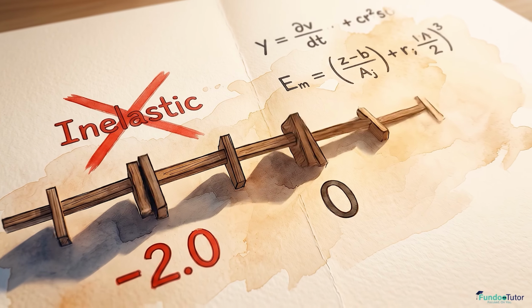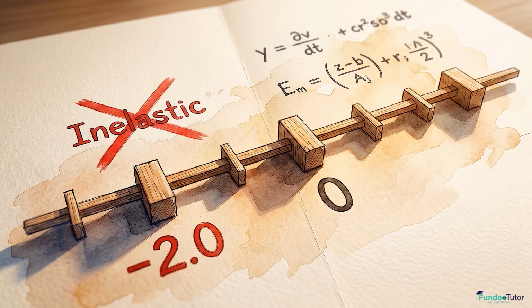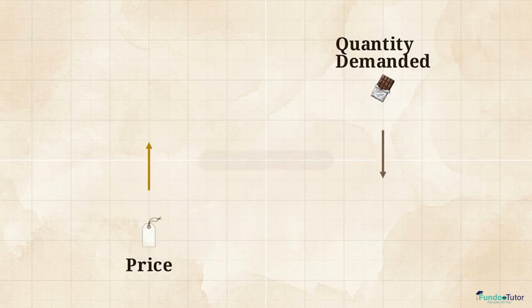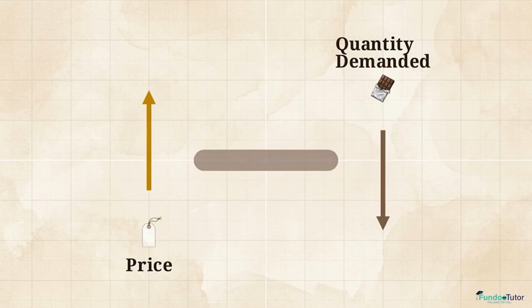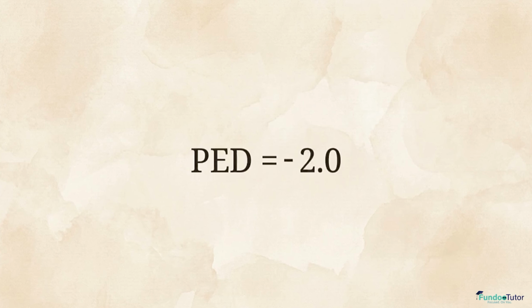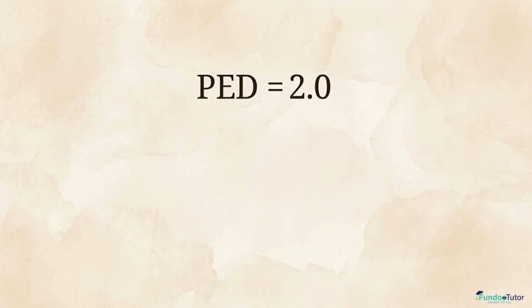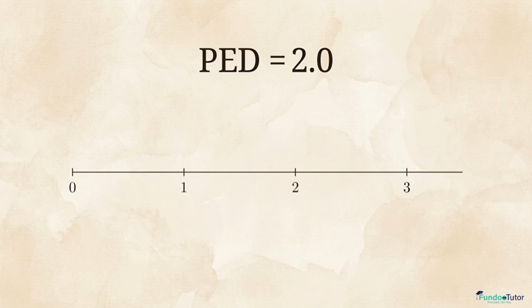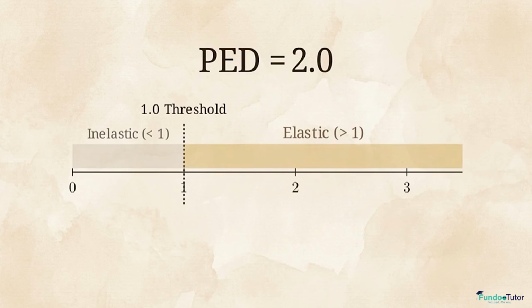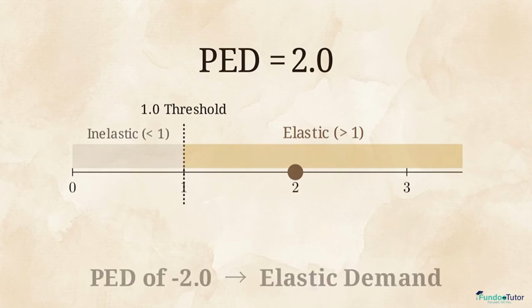Next, let's analyze a question featuring a car producer whose estimated PED is -2.0. Because -2.0 is mathematically less than 0, many students immediately assume this represents inelastic demand. That is a mistake. The negative sign only represents the inverse relationship between price and demand, meaning as one goes up, the other goes down. When classifying elasticity, the minus sign must be entirely ignored. By looking solely at the absolute size of the figure, we see it is 2.0. Any value greater than 1 means consumers are highly responsive to price changes, and therefore demand is elastic.